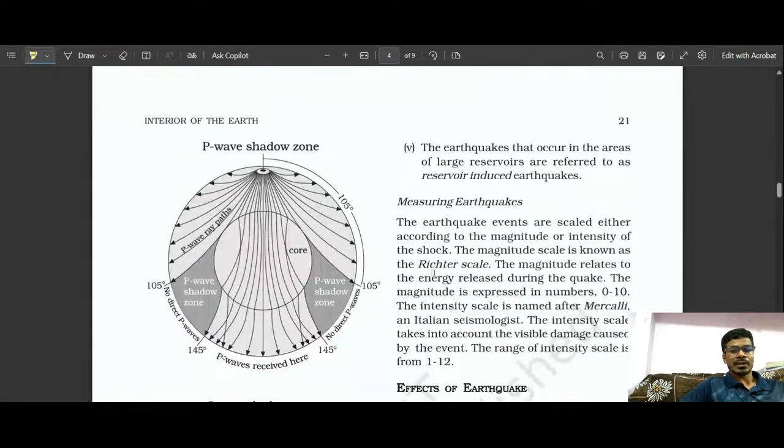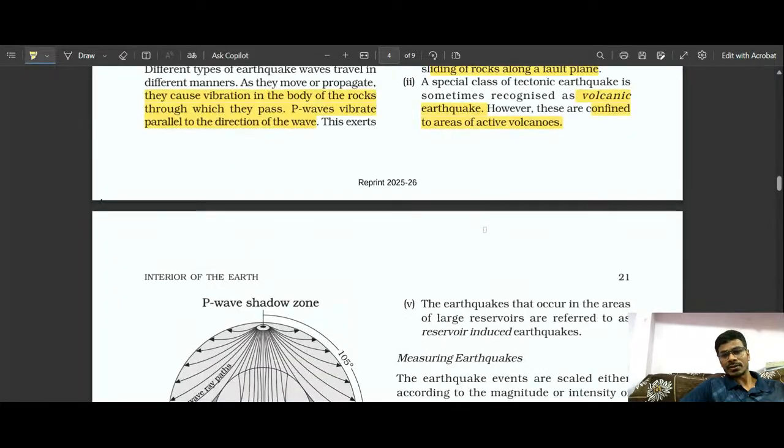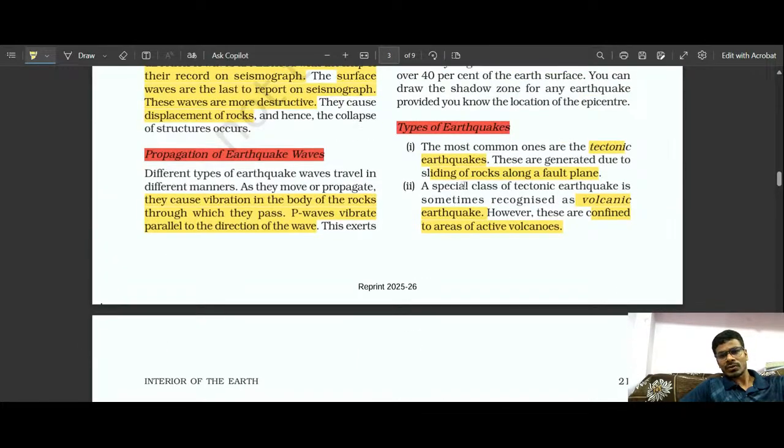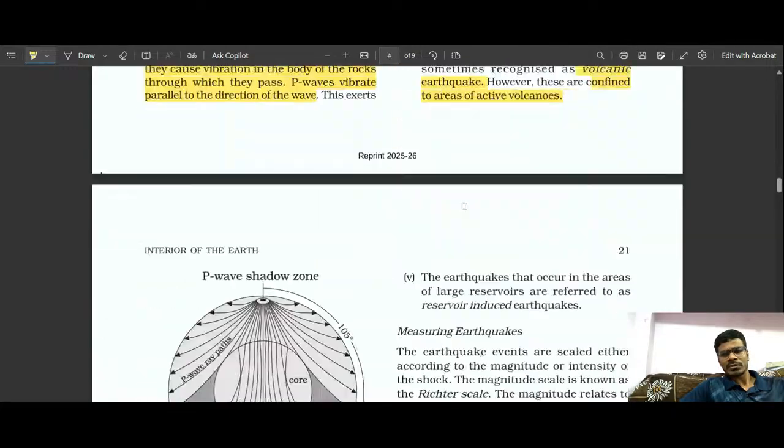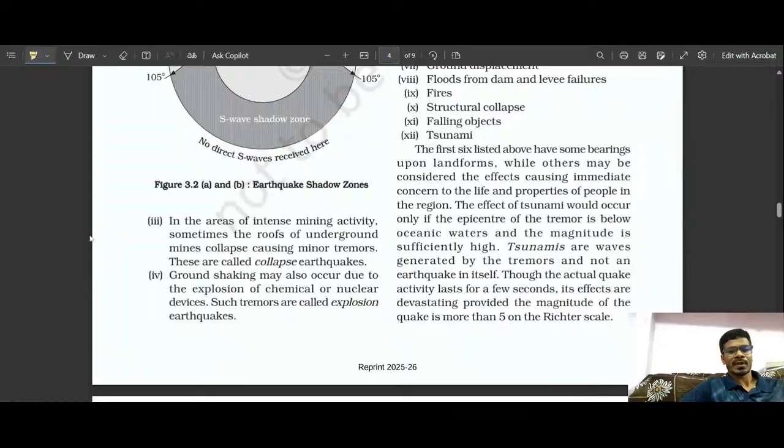Here we have been given the figure. In the areas of intense mining activities, sometimes the roof of the underground mines collapses, causing a minor tremor, and this is called a collapse earthquake, in mining areas.